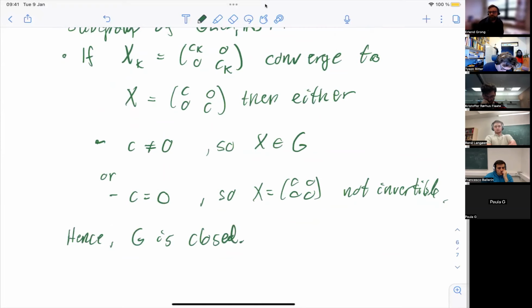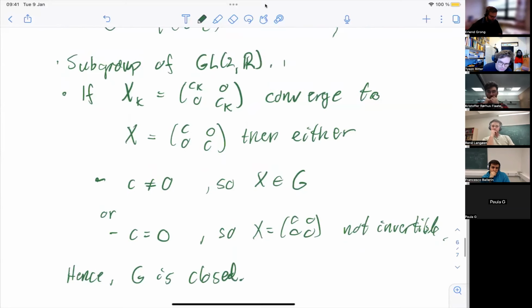So hence G is a closed subset of GL_2(R), sorry, and it will then qualify as a matrix Lie group. And so you see here, what are the things we need to check in order for something to be a matrix Lie group?